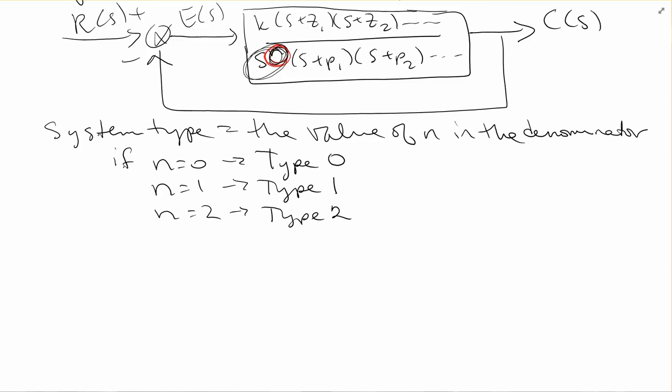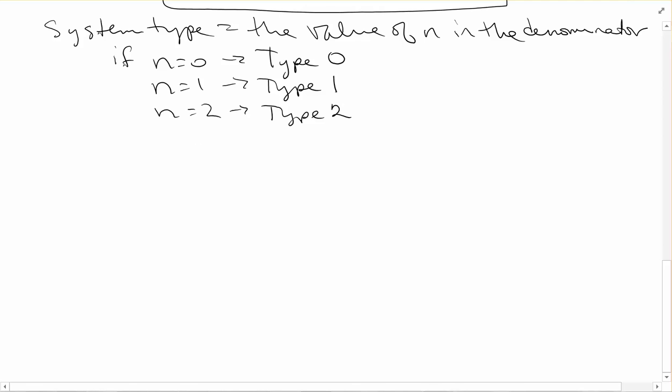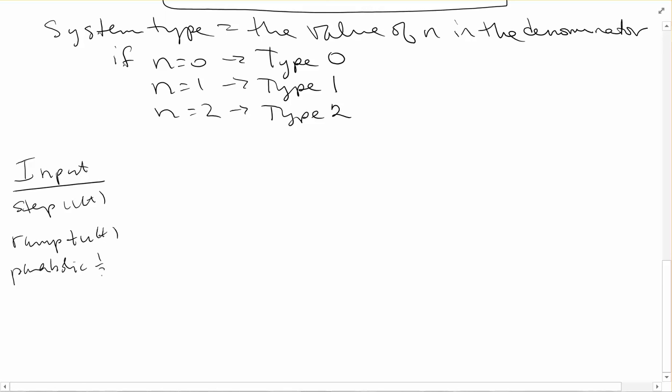So next thing we're going to do, we're going to make up a table. And it'll list the different error constants with the different types and things like that. So let's make a column for input. And underneath that column, let's put our three test inputs. So we've got our step, which is u of t. We've got ramp, which is t times u of t. And then we've got parabolic, which is 1/2 t squared times u of t. And this table is found in your Nise textbook, by the way. I don't remember what table number it is, but it's in your book.